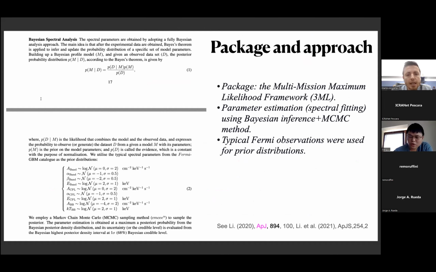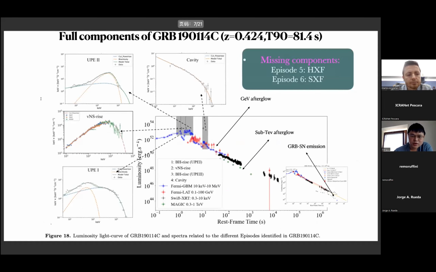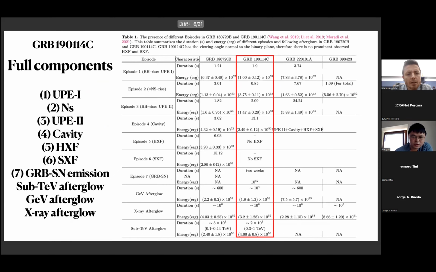This depends on which model you use. For example, if you use the band function, there are only four parameters. If you use the cutoff power law, there are three. If you use the cutoff power law plus blackbody, there are five parameters. This depends on which model you used.